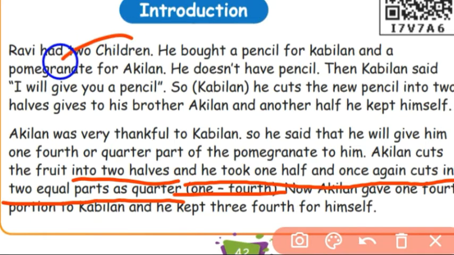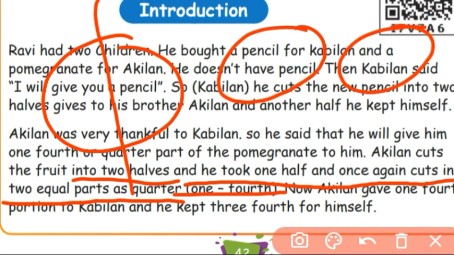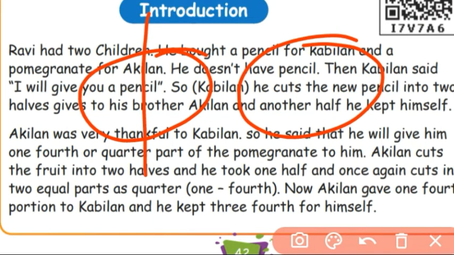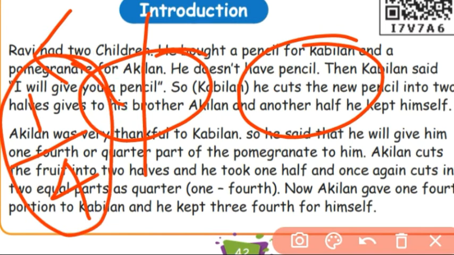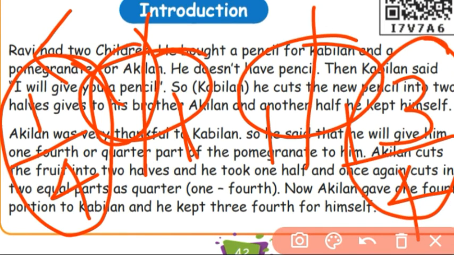See, Agilan cut 1 pomegranate into 2 halves. So now he has 2 halves. 1 he kept himself. Again this half he cut into 2 pieces. So this 1 piece he gave to Kabilan. See, 1, 2, 3 pieces: 3 by 4, that is 3/4. Agilan kept this 3/4 and gave 1 by 4, the quarter piece, to Kabilan.